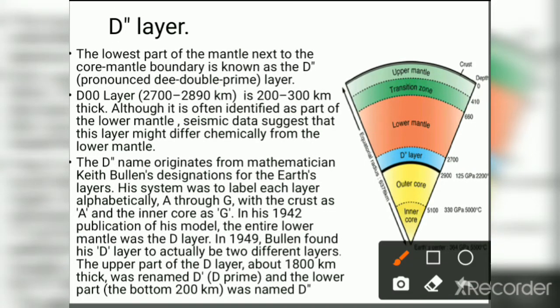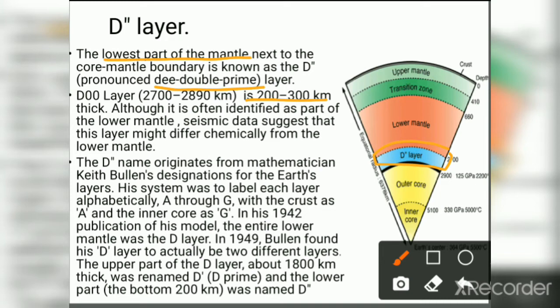Then there is the D layer, the lowest part of the mantle. It's the lower part of the mantle next to the core-mantle boundary, known as the D double prime layer. The D double prime layer extends from 2700 to 2890 kilometers. So here is the portion of the D layer. It has a thickness of 200 to 300 kilometers.